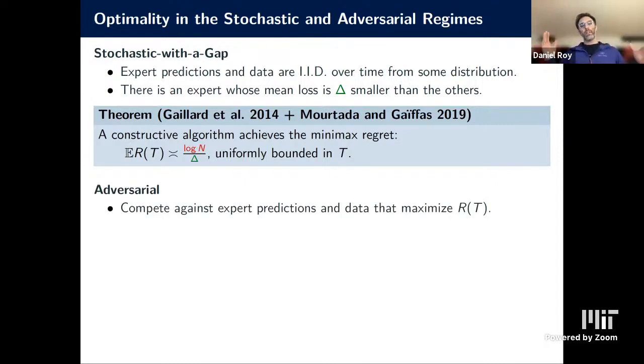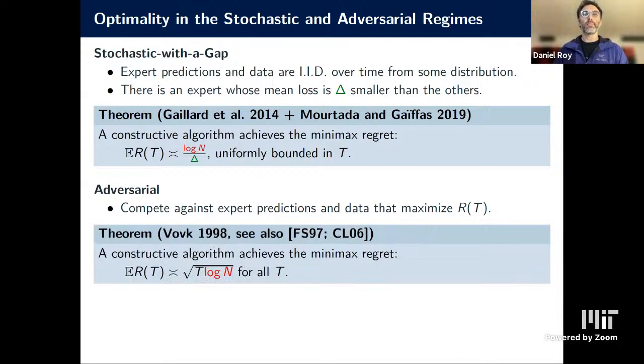Now, at the other end of the extreme is the adversarial setting, where our strategy is known, and the experts and the observations can kind of be chosen together to maximize their regret. So in this setting, classical results tell us that again, there's an explicit algorithm that achieves a minimax regret, which grows as root T log n. And so comparing these two, you see a massive gap between these two.